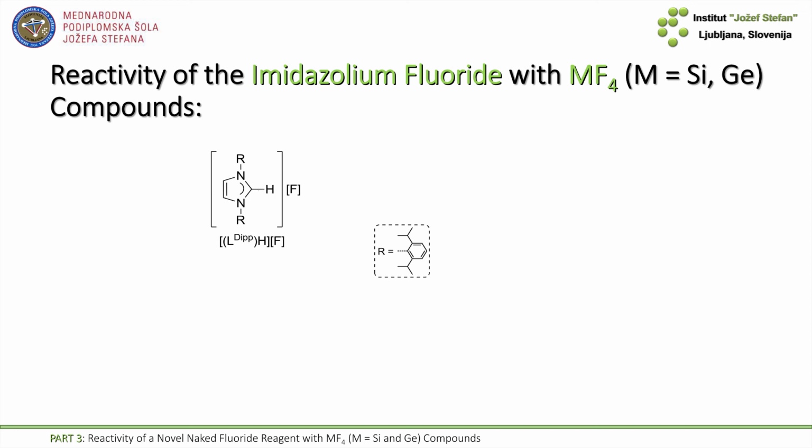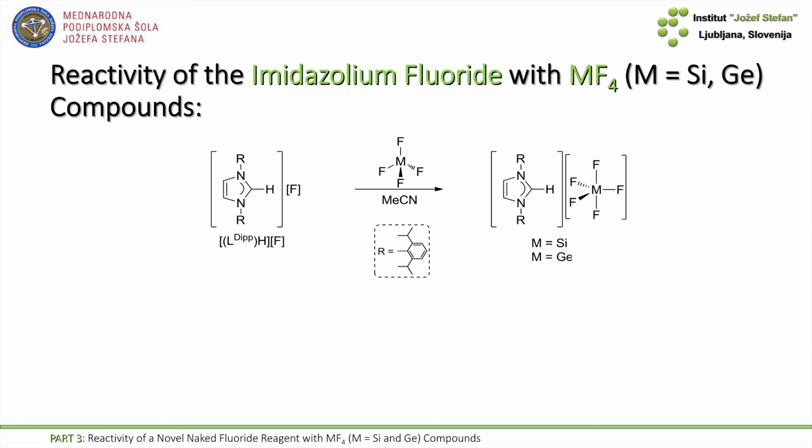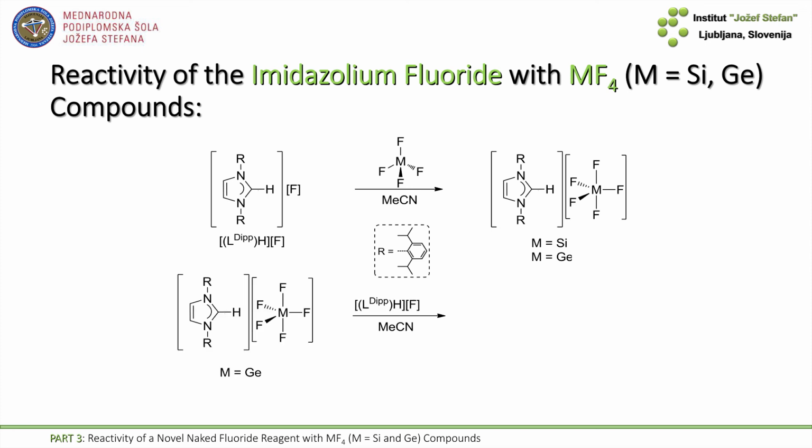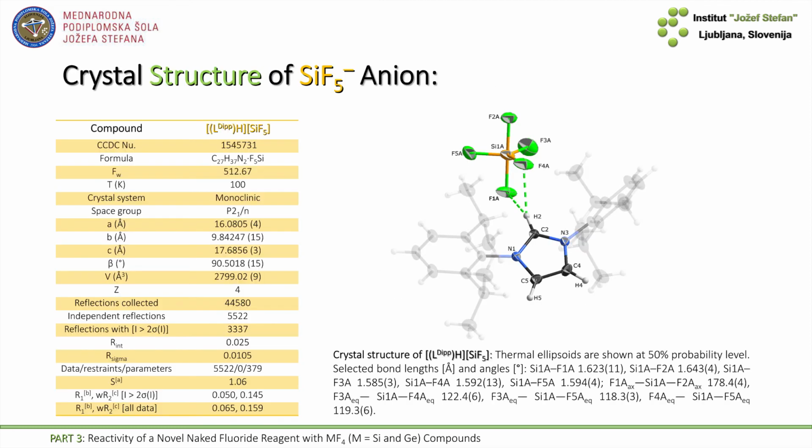And how we did that, we took imidazolium fluoride and reacted it with metal tetrafluorides, namely silicon tetrafluoride and germanium tetrafluoride, to obtain discrete trigonal-bipyramidal pentafluoridosilicate and pentafluoridogermanate anions respectively. And then you can take the formed product, react it with additional equivalent of the reagent, and the reaction yielded us hexafluoridogermanate anion. Now, here are the crystal structures.